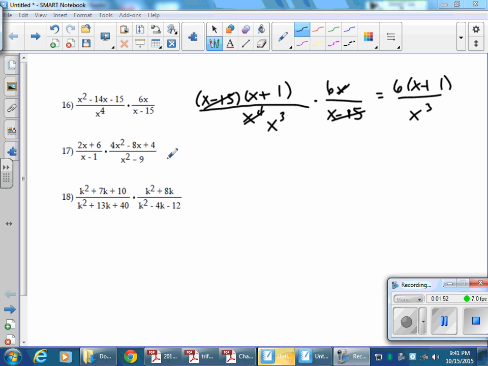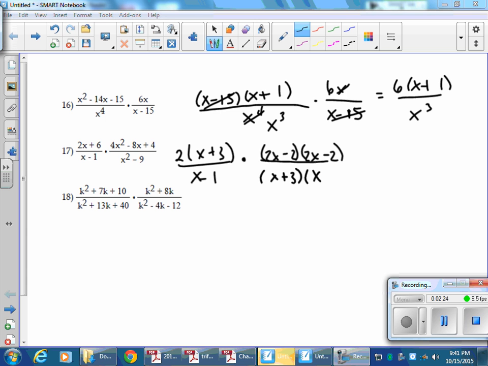Alright, number 17. I've got 2 times x plus 6, which factors. I can take out a GCF. That's 2 times the quantity x plus 3. And then on the bottom I've got x minus 1. And then I've got to factor this 4x squared minus 8x plus 4. That's going to be 2x and 2x and minus 2 and minus 2. That would give me 4x squared, then minus 4x and minus 4x, which is the minus 8x, and then plus 4. And then x squared minus 9 factors to x plus 3, x minus 3. So now it's all factored.